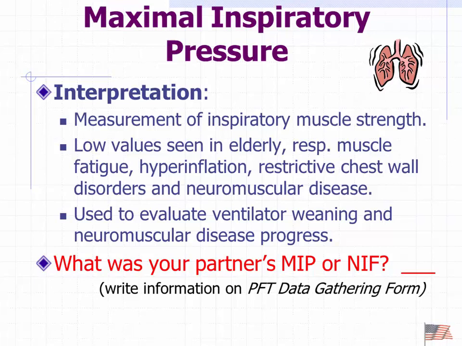The better term is MIP. We're going to see low values whenever we have a situation where somebody has some weak musculature. So a lot of times, for neuromuscular problems, patients who have something where they don't have strength, we want to be able to monitor that.